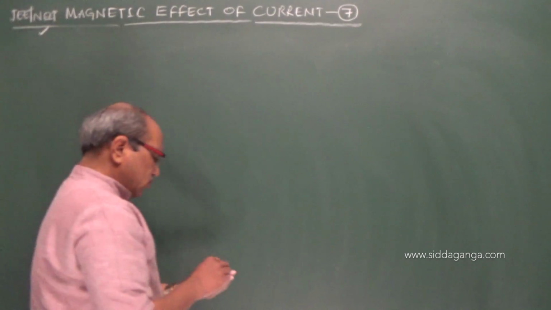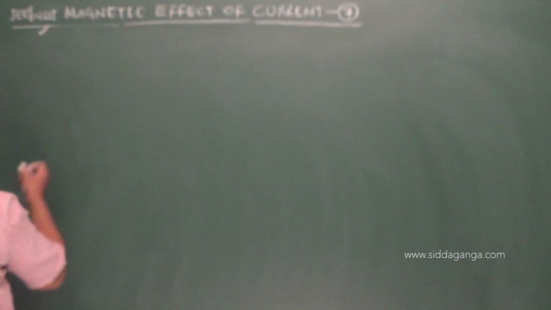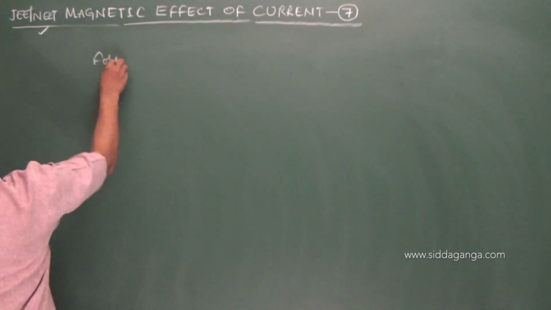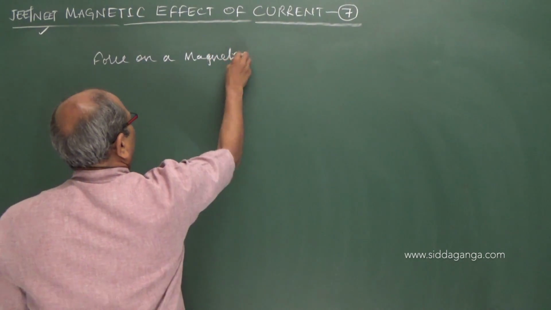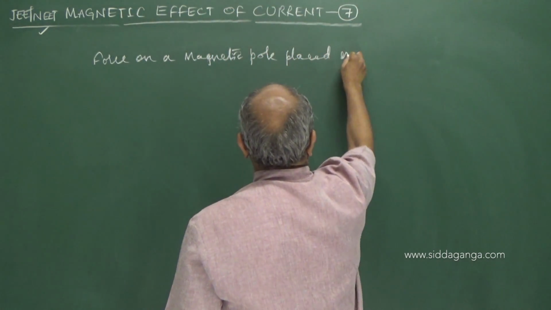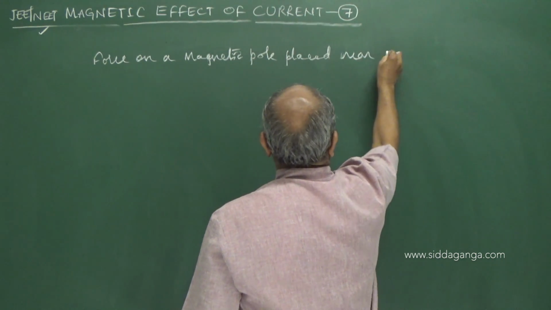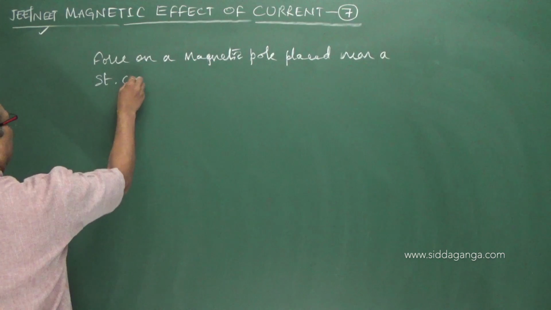So now I am showing here the magnetic moment, force on a magnetic pole placed near a straight conductor.